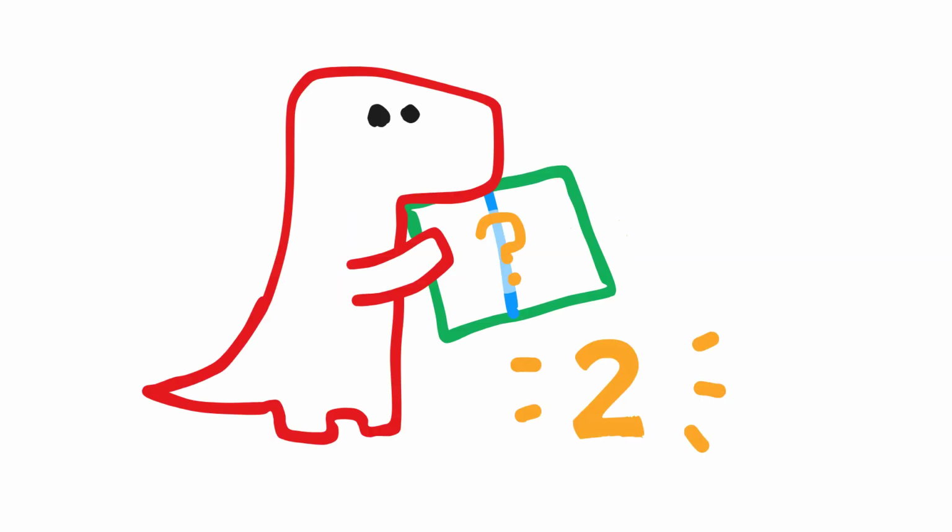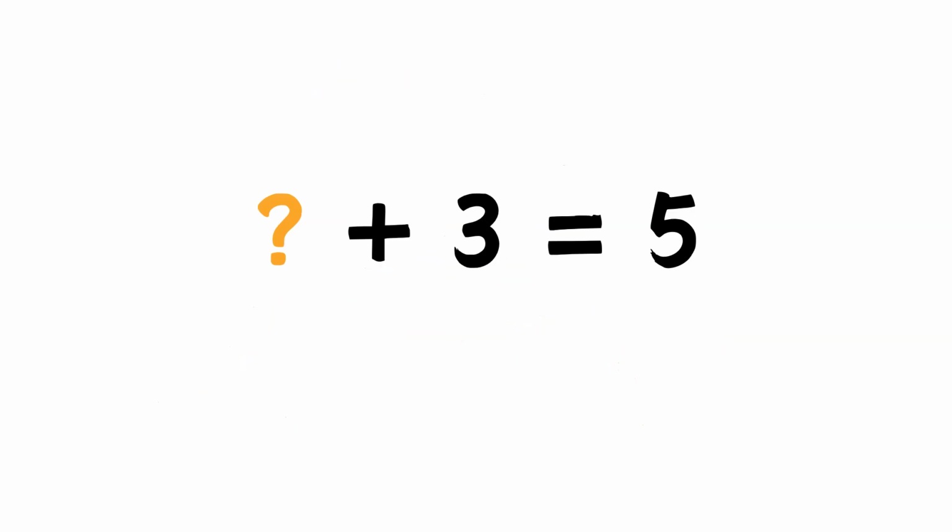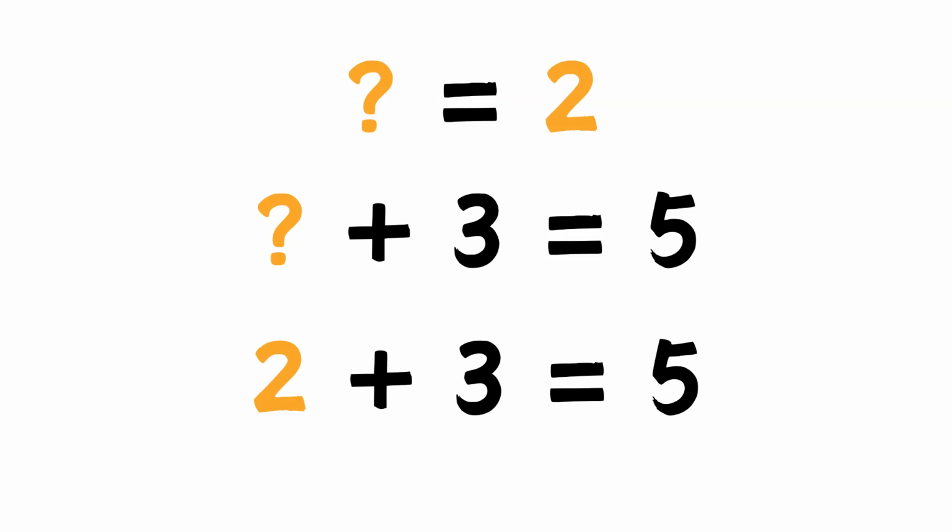Using our gift wrap analogy, it's like unwrapping the present. We discovered that the number 2 was hidden under the question mark wrapping present all along. Great work. Now, just to be absolutely sure, let's double check by substituting our answer back into the original equation. Since we know that question mark stands for 2, we can replace the question mark with 2 in our equation. And there it is. It works. 2 plus 3 is indeed 5. We found the value of our variable.